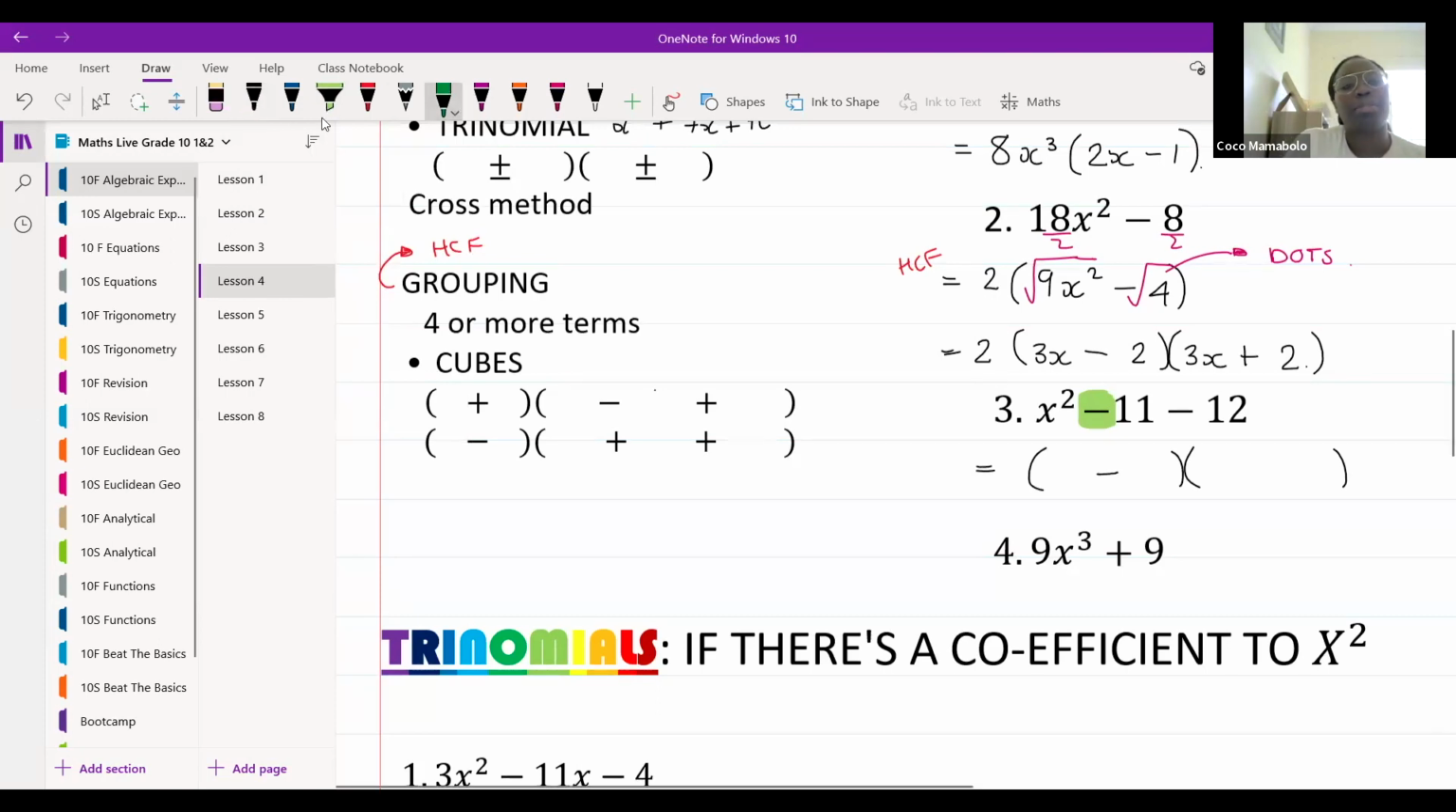And then I'm going to ask myself, a negative times what will give me a negative? A negative times what? Tell me in the chat. Negative times?